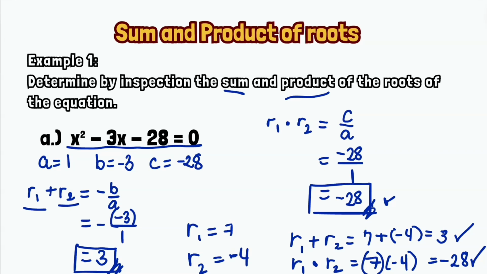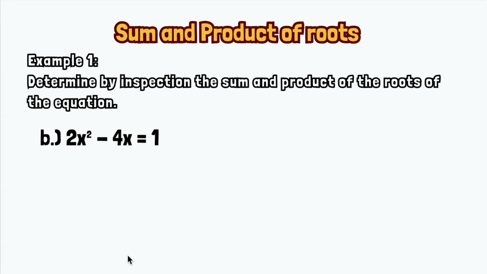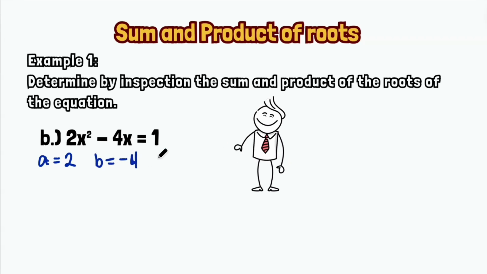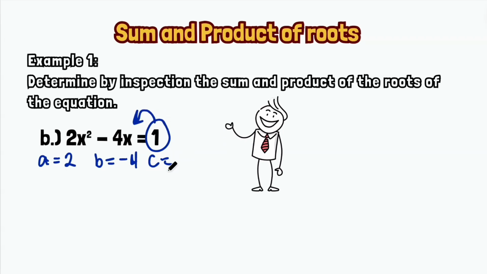So, the next example would be like this. What if the A is greater than 1? The first thing that we need to do here is basically to identify A, which is 2, B, which is negative 4, C is, sige, na si 1 ay hindi pa, ito yung equation na ito hindi naka-standard form. Ilipat natin sa kabila. Now, we have negative 1.